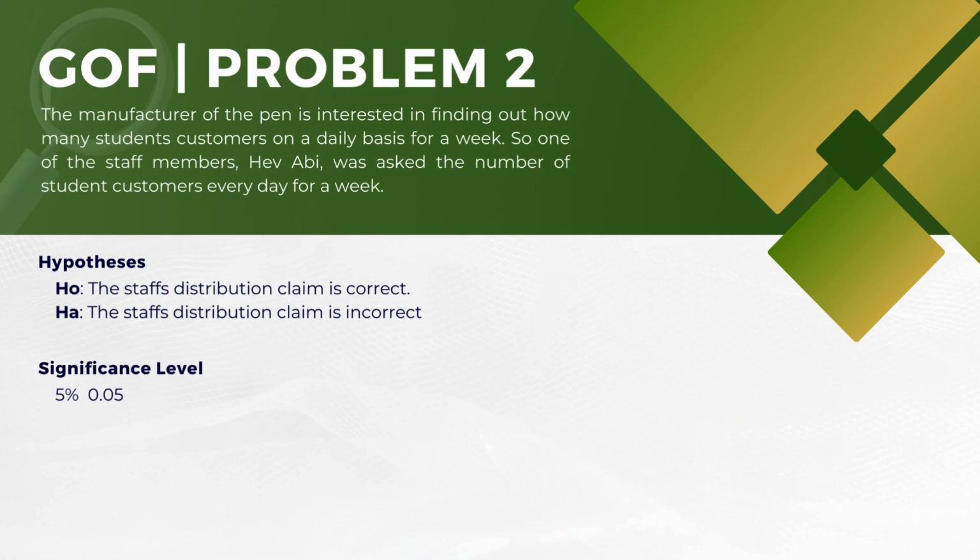For our goodness of fit problem number 2, the manufacturer of the pen is interested in finding out how many student customers there are on a daily basis for a week. So one of the staff members, Abby, was asked the number of student customers every day for a week. So our hypothesis is the staff distribution claim is correct. Second, the staff distribution claim is incorrect. And the significance level that we use here is 5% or 0.05.